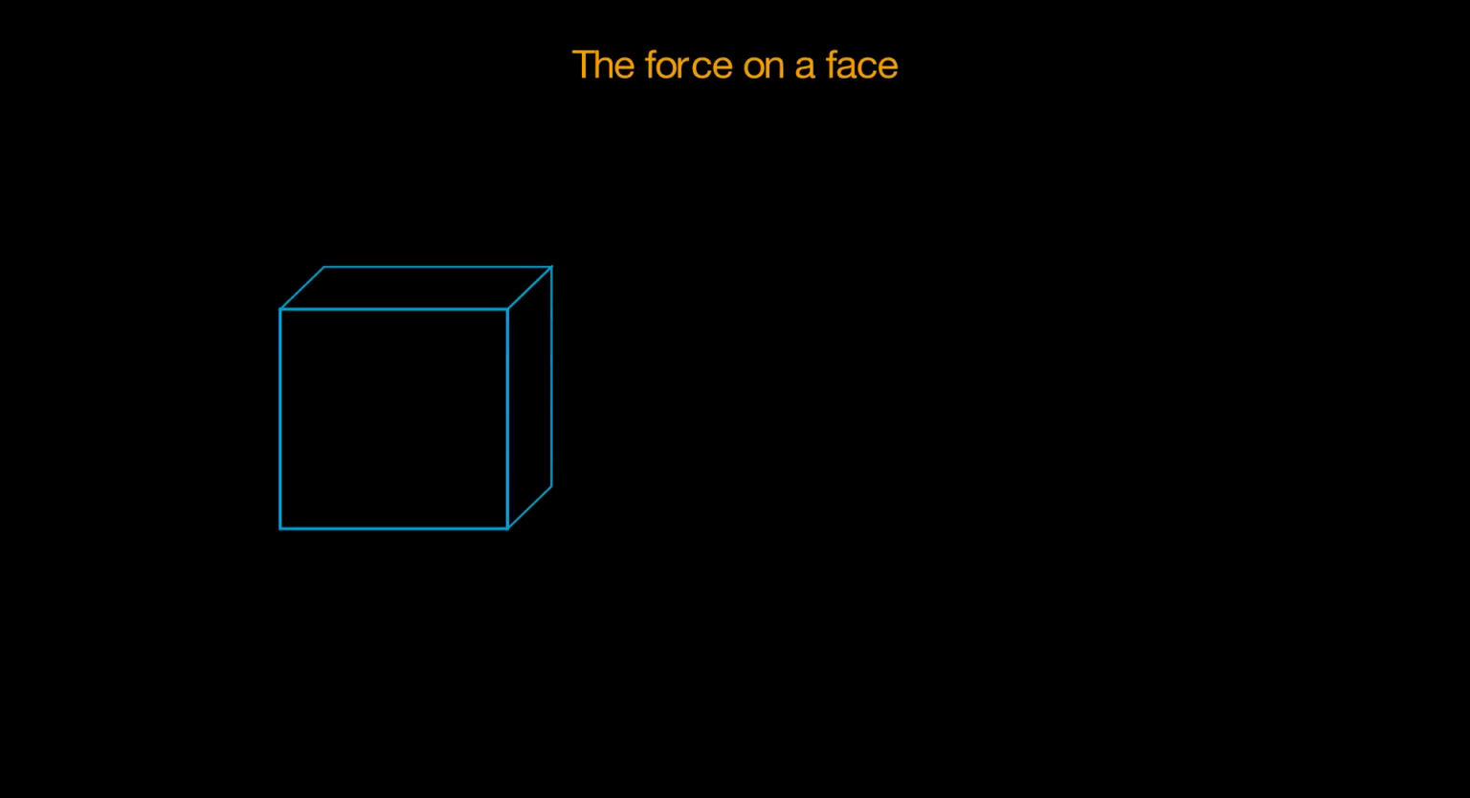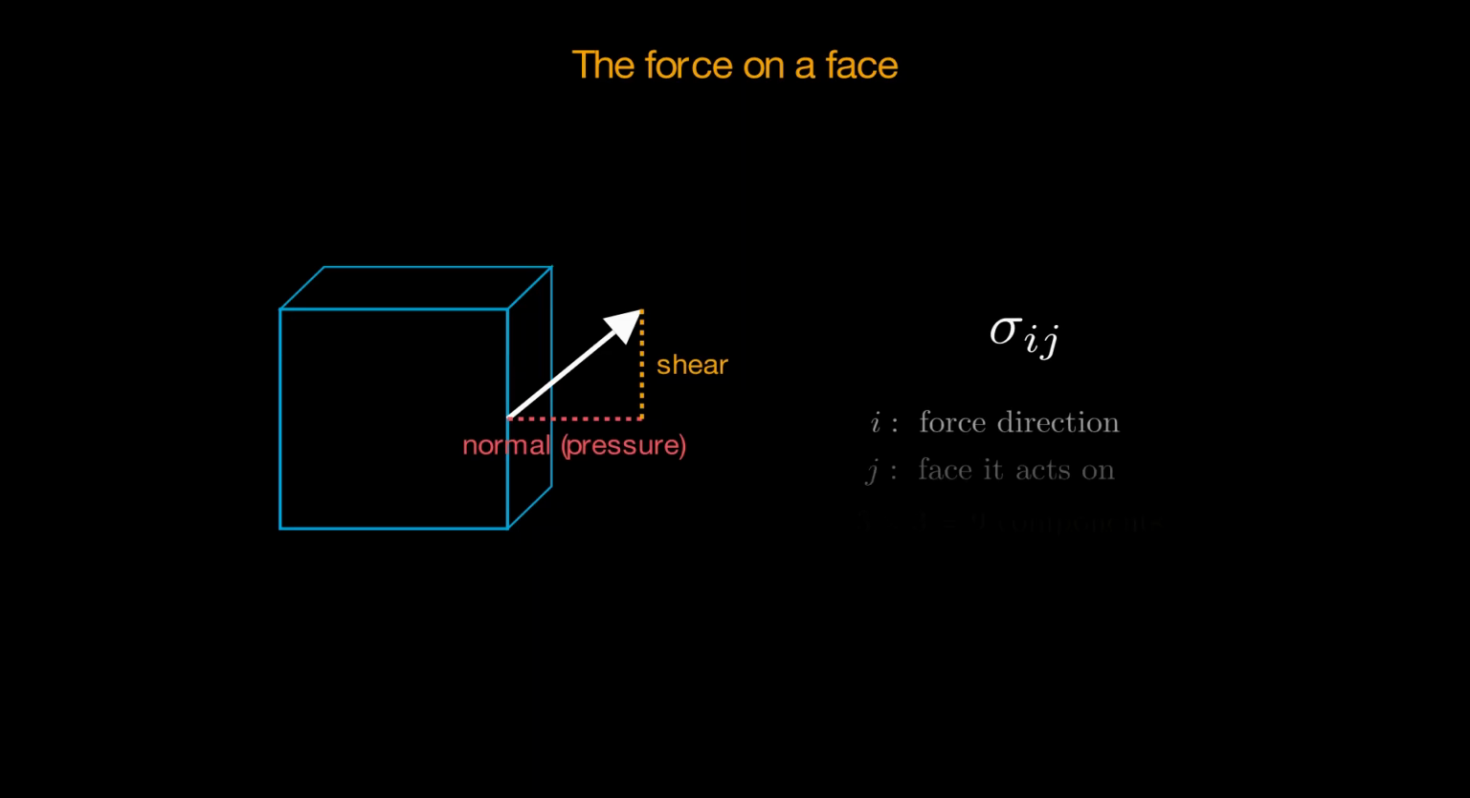Put our usual little box in the flow and look at one face. The surrounding fluid pushes on it, and that push is a force in some direction. Pressure is only the part pointing straight in, along the normal. There's also a part pointing along the face, a shear. So to describe the force on a face, one number isn't enough. You need the direction of the force and which face it acts on. That double bookkeeping is the stress tensor, sigma, with two indices, the force direction and the face it pushes on. In 3 dimensions, 9 components.